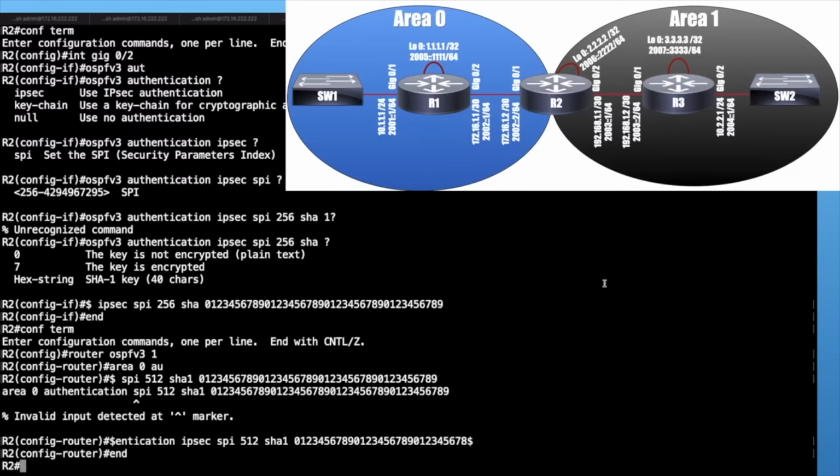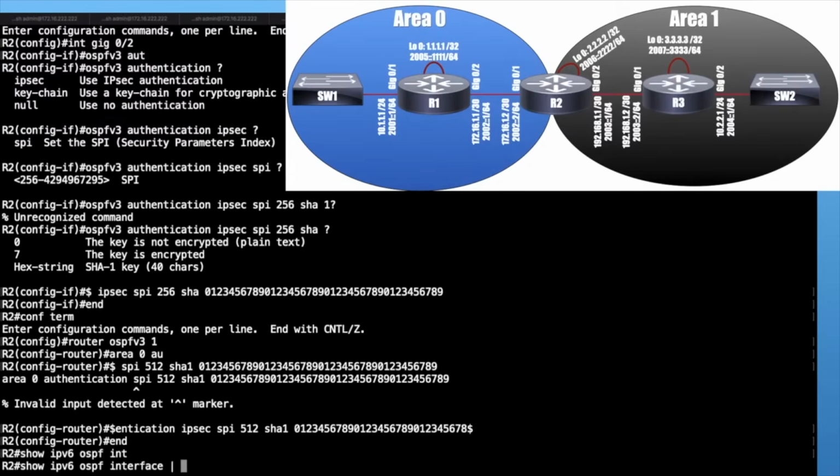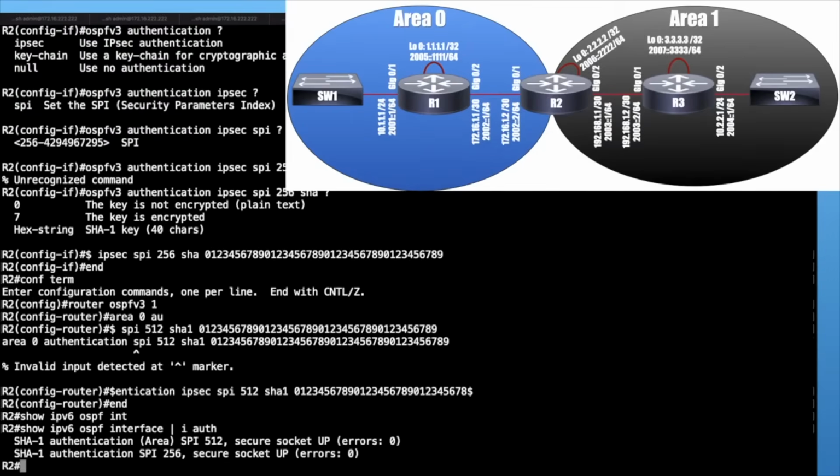I'll say show IPv6 OSPF interface, pipe to include authentication. Yeah. And we see here's our authentication for that link. And here's our authentication for the area. Now, that all looks good. It says we're doing authentication, but how do we really know? I mean, come on. Can you prove to me that we're really doing encryption?